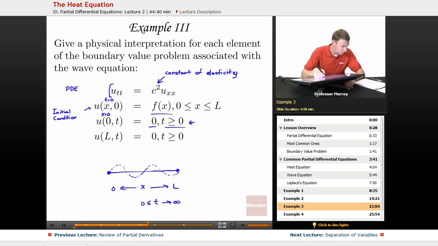So left end fixed. I'll say you pin down the left end of the string, it is pinned down. And then the same kind of thing here. We've plugged in x equals L into u of L, t, and we've been told that u of L, t is equal to 0. So that means the right-hand end of the string is also pinned down for all time.